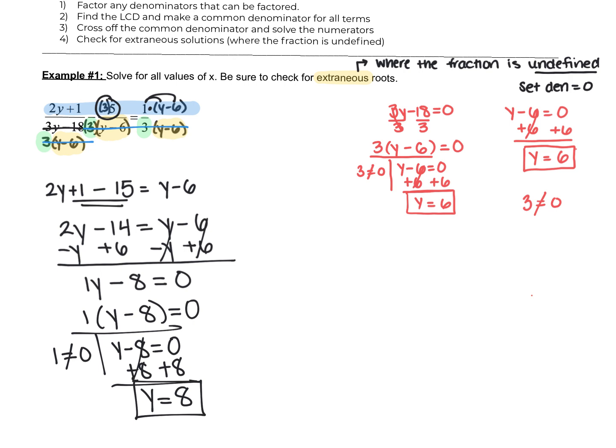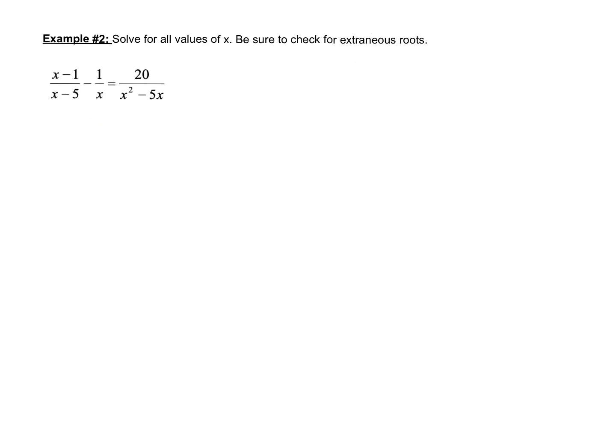All right, let's try another example. So example number 2. It does say the same directions, that we need to check for those extraneous solutions. So let's go ahead and find those first. We're going to take each of these denominators and set them equal to 0. So x minus 5 equals 0. Let's solve that. Add 5 to both sides. x equals 5. Then we're going to take the middle denominator of x and set that equal to 0. Fine. And then we're going to take this third denominator and set that equal to 0.